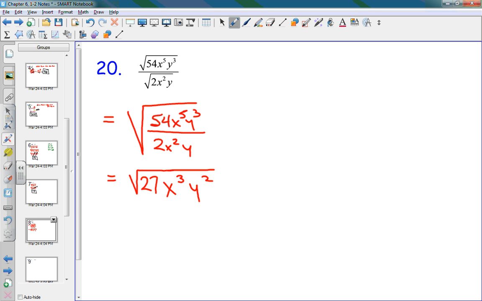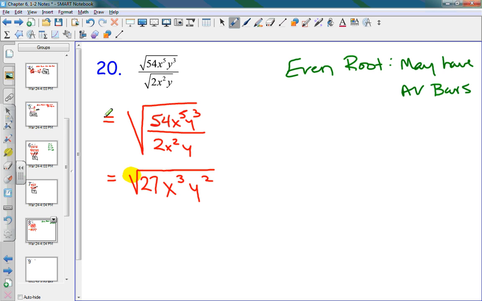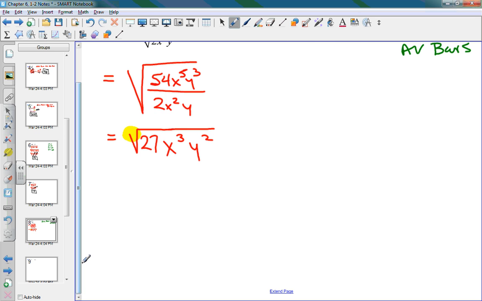Okay, now here's my next question. What type of root do I have? Even or odd? I have an even root, don't I? Since I have an even root, I may have absolute value bars. Do we all understand that? I may have absolute value bars. Okay? Now, is 27 a perfect square? No, but does it have perfect square factors? 9 times 3. So we're going to break this down.